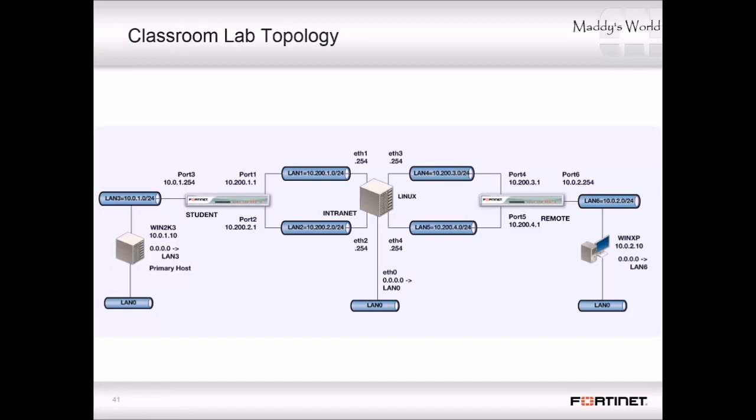This is a look at the topology you'll be using in the lab. The machine you will be working from, your landing machine, has an IP address of 10.0.1.10. You will also have access to two FortiGate units whose IPs are 10.0.1.254 and 10.200.3.1. The two FortiGate devices are called student and remote. If the lab requires you to connect to any of these devices, instructions will be provided in your student lab guide.